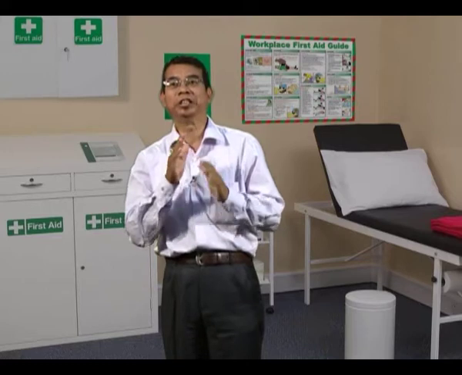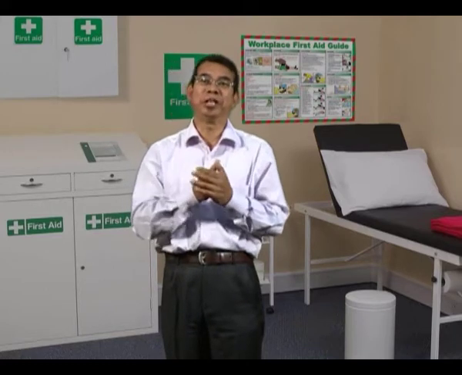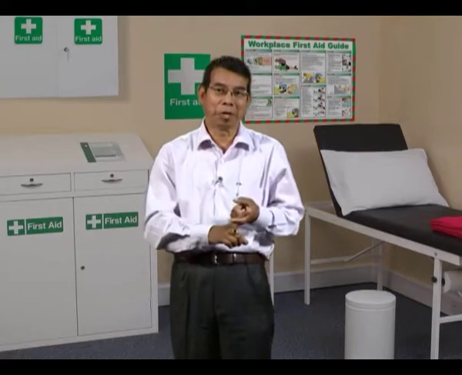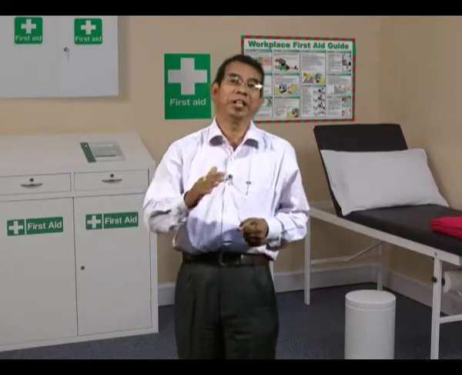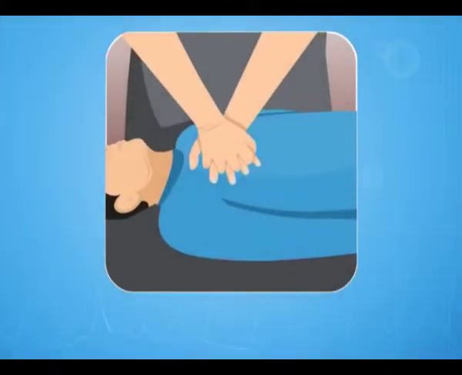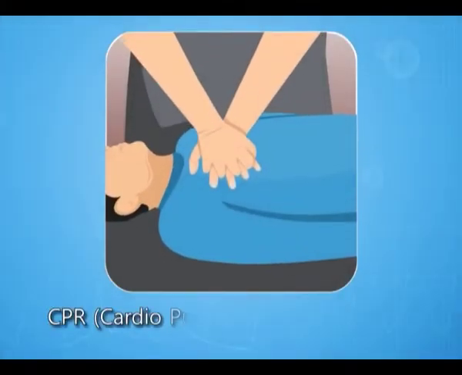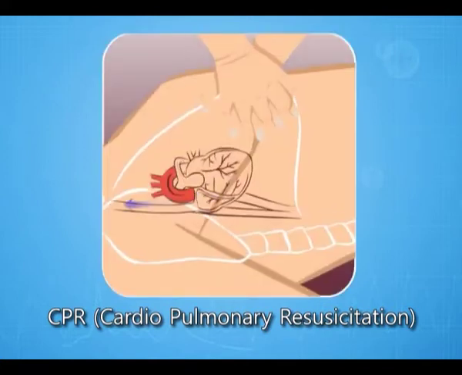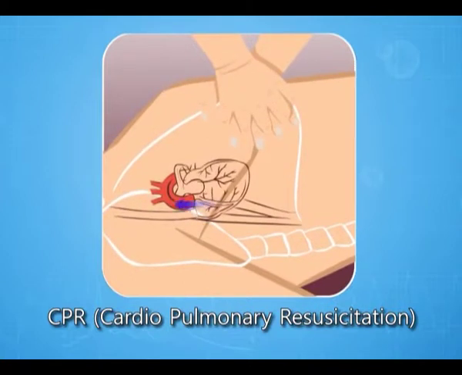If the casualty is breathing, the simple procedure of placing the casualty into the recovery position should ensure that the airway would remain clear of obstructions. If the casualty has stopped breathing, then you can assist them by performing CPR, that is cardiopulmonary resuscitation, which is a combination of chest compression and the rescue breaths.